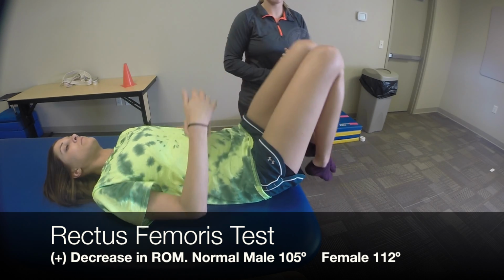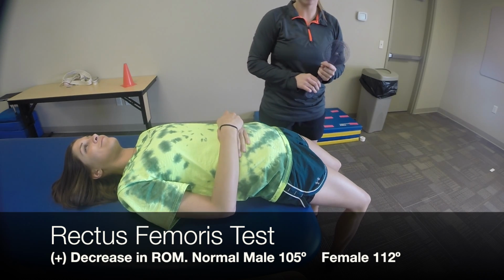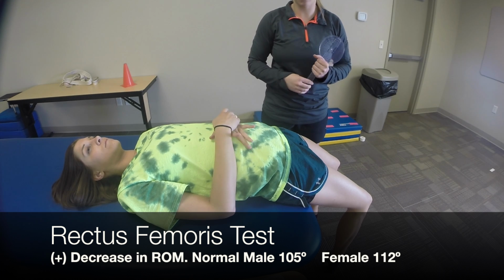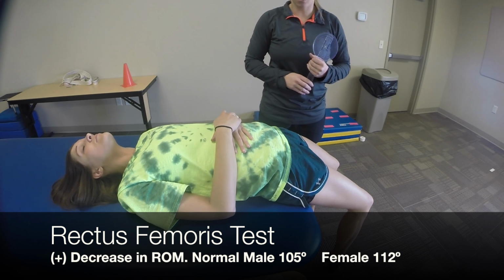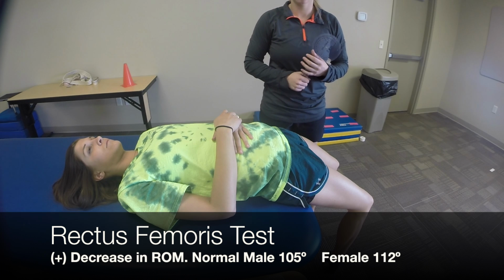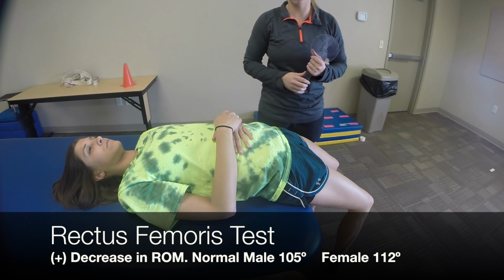The normal range of motion for a female is about 112 degrees, and for a male it's about 105, and if they had anything less than those degrees, it would be a positive sign for a tight rectus.